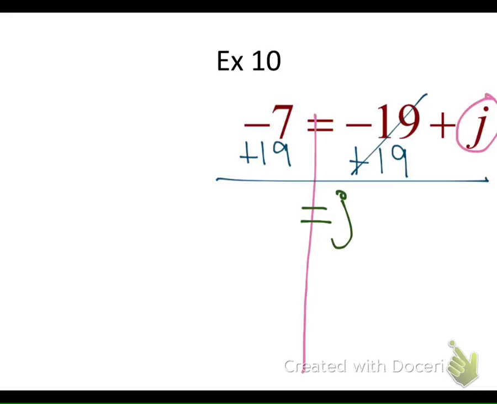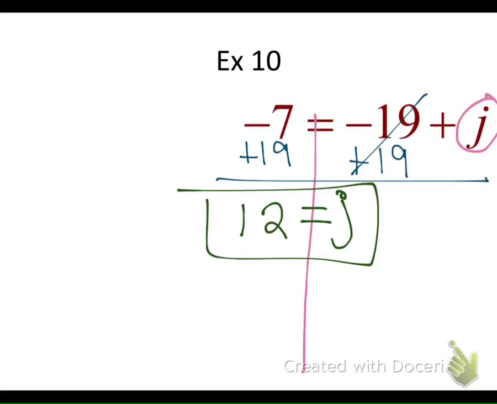Okay, so use your calculator. If you have no clue, use your calculator. That's why it's there. It's for it to help you. So you're going to type in your negative 7 plus, what do we have? 19 equals a positive 12. Okay, what do you do to finish this problem up? Box it.